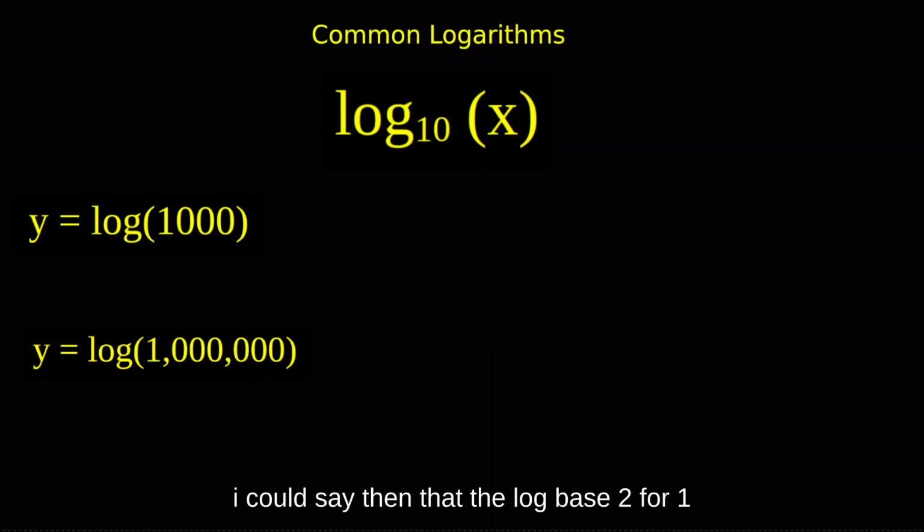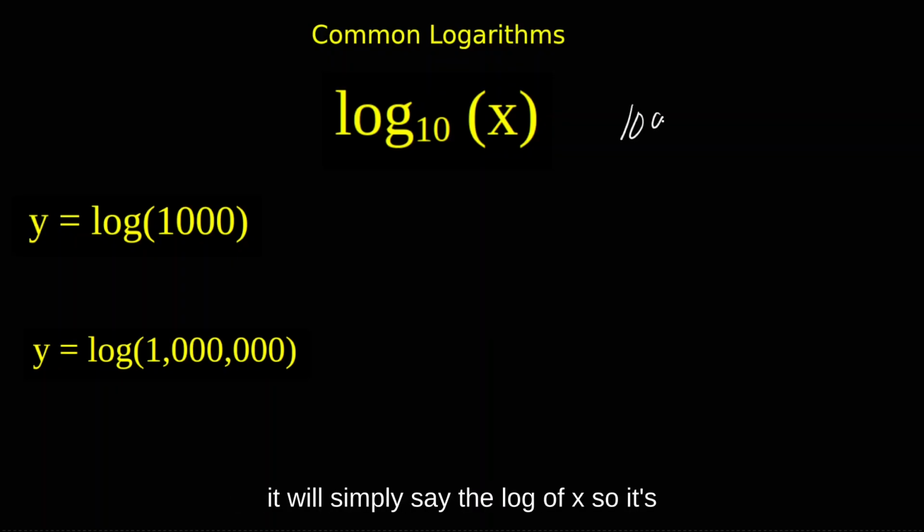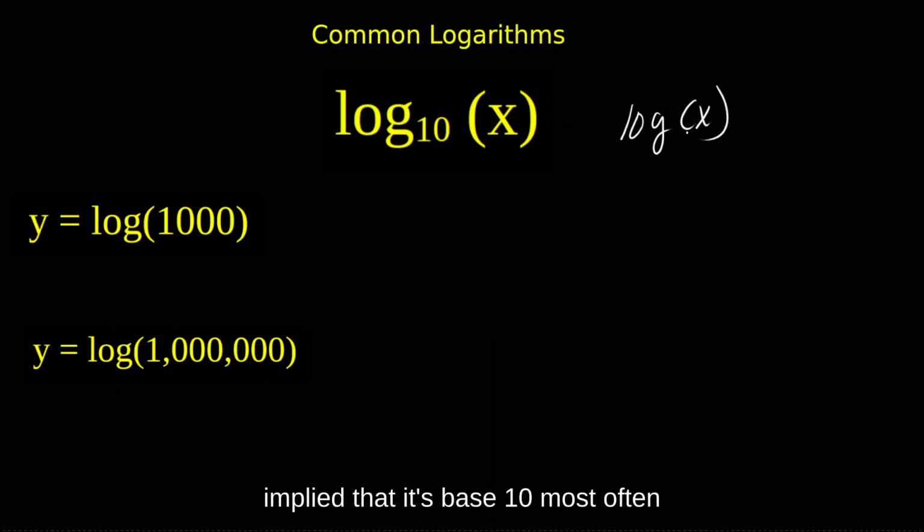Common logarithms are log base 10. Sometimes you may see a logarithm written without a base. When you see this in mathematics classes, it almost always means the common logarithm, or base 10, is in use. So in other words, instead of saying log base 10 of x, it will simply say the log of x. So it's implied that it's base 10 most often.